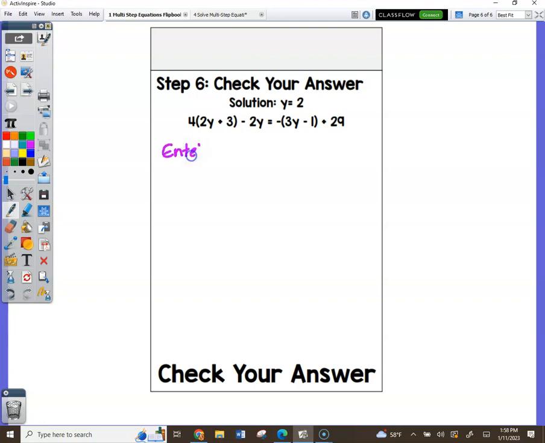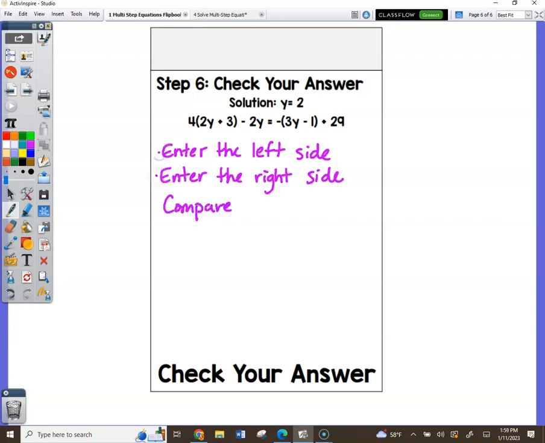enter the left side. Oh, I can't spell. Enter the left side in your calculator. You're going to enter the right side in your calculator, and then you're going to compare. That's how you check your answer.